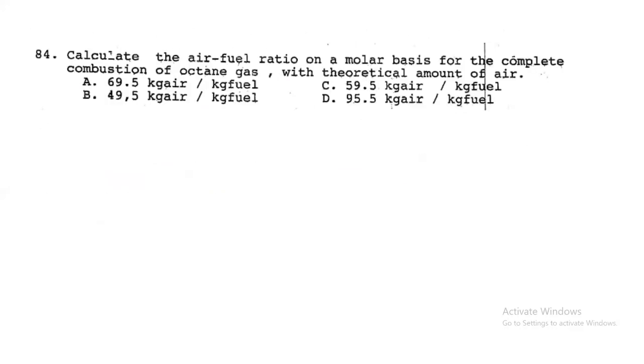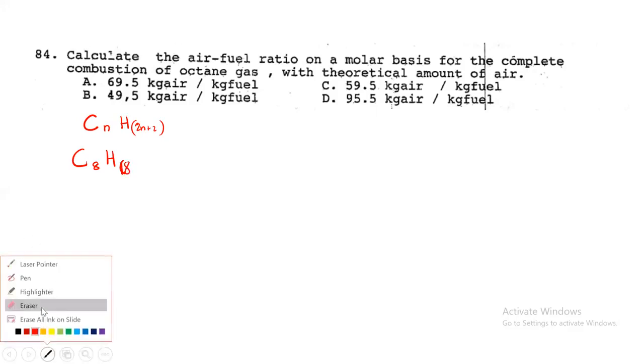Then 84, so hinahanap natin yung air fuel ratio on molar basis ng octane gas. So ano ba yung octane? Octane, guys, is C8. 'Di ba ang pag-naming natin ng hydrocarbon, CnH then ane yung dulo niya, 2n plus 2. So ang octane is C8H, tapos 2 times 8 is 16 plus 2 is 18. So C8H18.